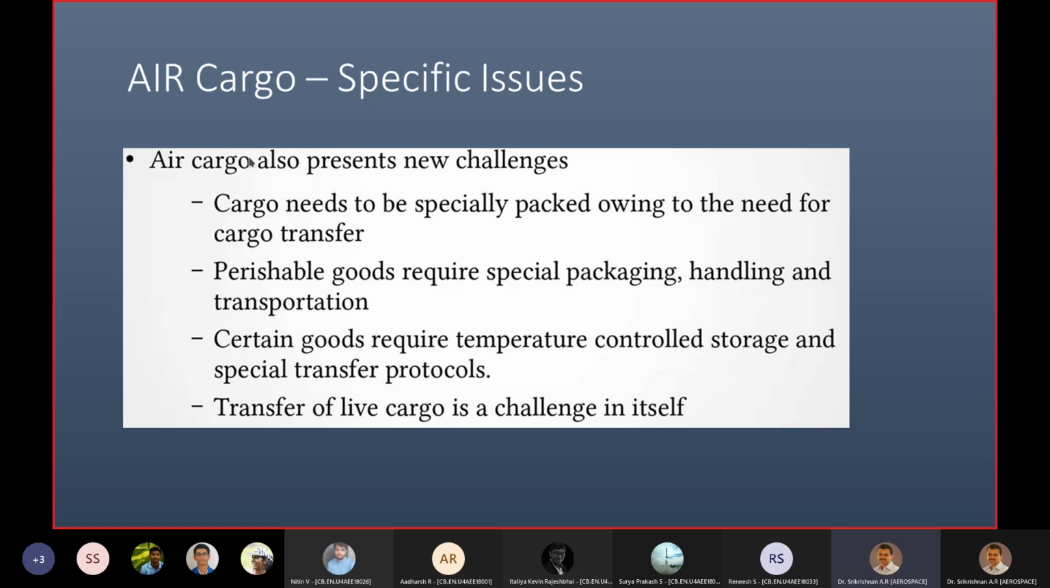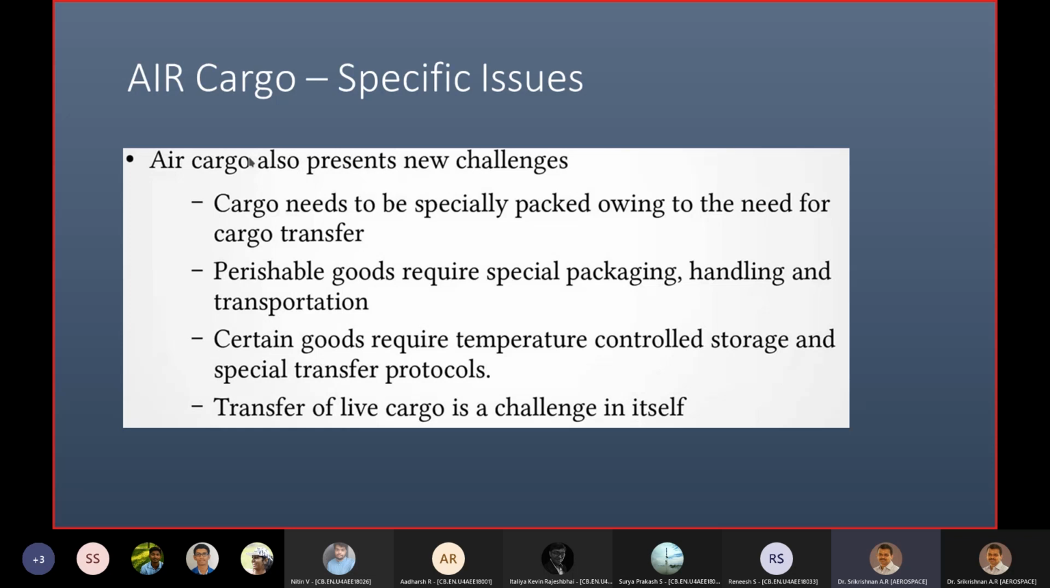Perishable goods require special packing. Now, what are perishable goods? Obviously, it's food items, etc., which do not stay for a long time and which require air cargo because other means of transport have higher turnaround times. So you need to transfer these things quickly before they get expired.